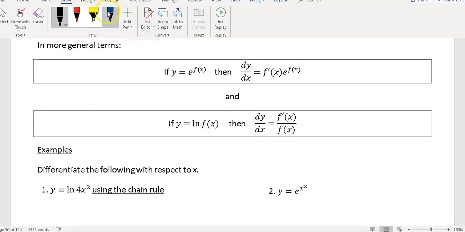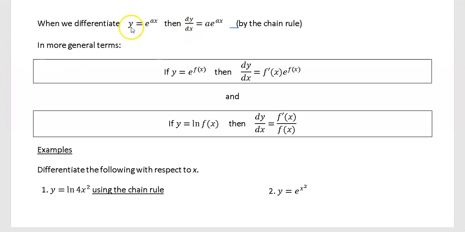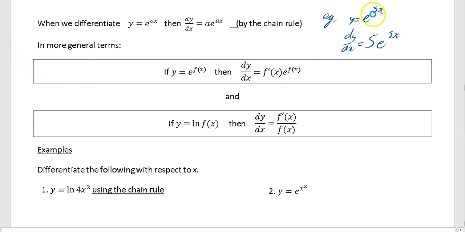Okay, a couple of results which are very good here, very helpful. First one, if you have y is equal to e to the ax, then dy by dx is equal to a e to the ax. So for example here, if I had y is equal to e to the 5x, your dy by dx is going to be equal to e to the 5x and then times 5. Now the key thing to remember here is you have e to the 5x in the question, you have e to the 5x in the answer, so the power of the exponential part has to stay the same, and that's the same for all of these.